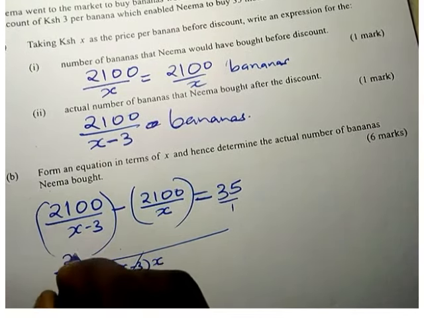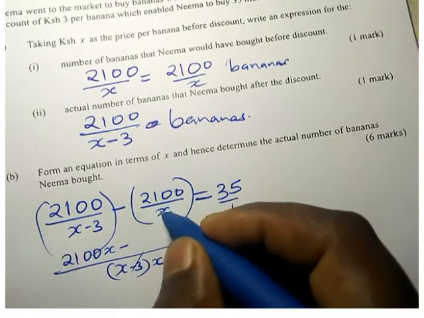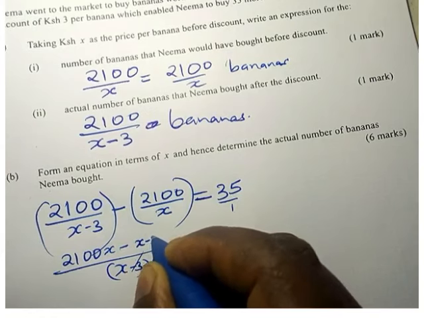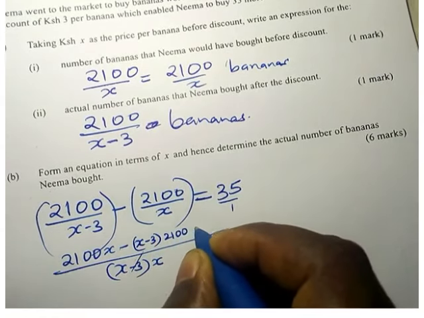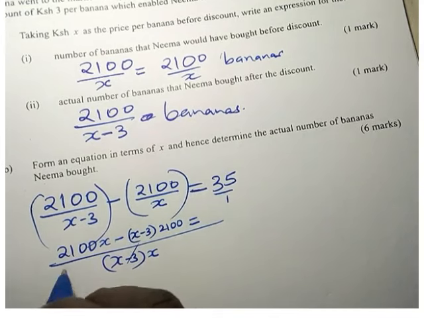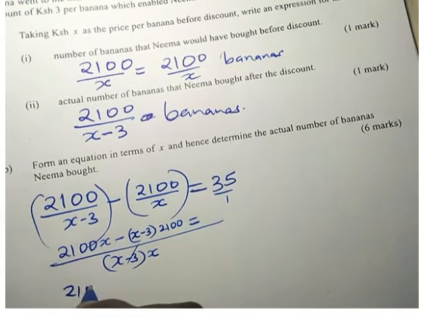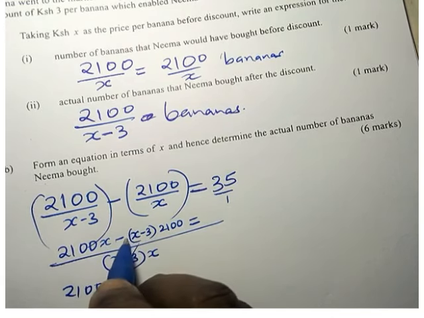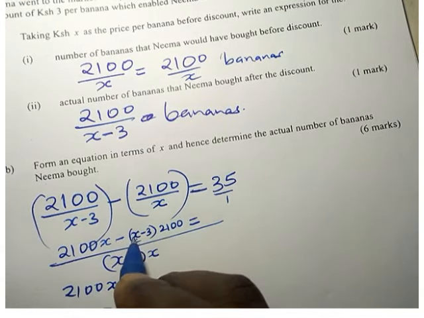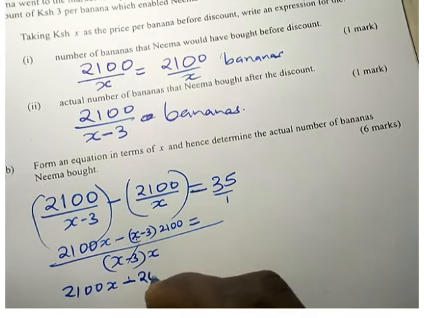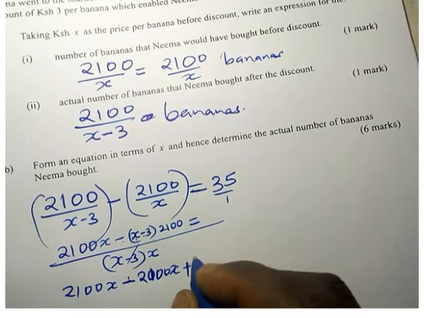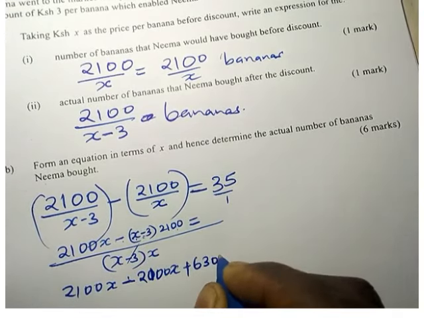X times. So we will have 2100x minus. This goes here how many times? x minus 3 times 2100 is equal to. If we use this one, the minus is going to end. So watch it. So we will have 2100x minus, this minus this is going to be plus, this minus this is going to be minus 2100x. A negative times a negative is going to be plus 63. 3 times 21 is 6300.